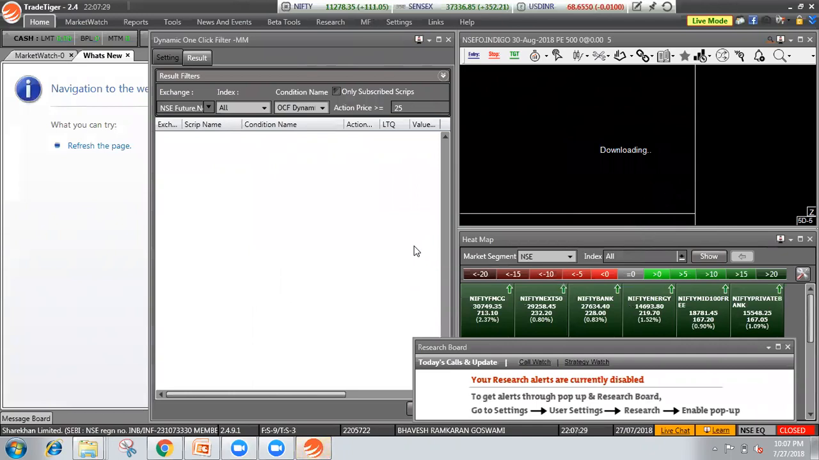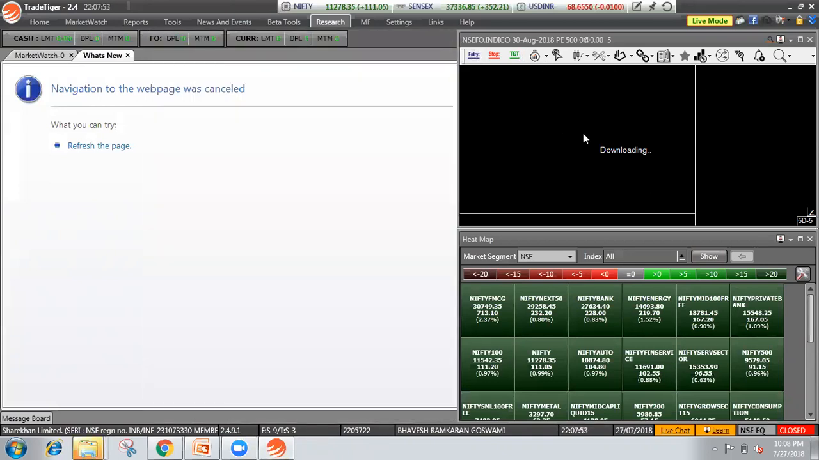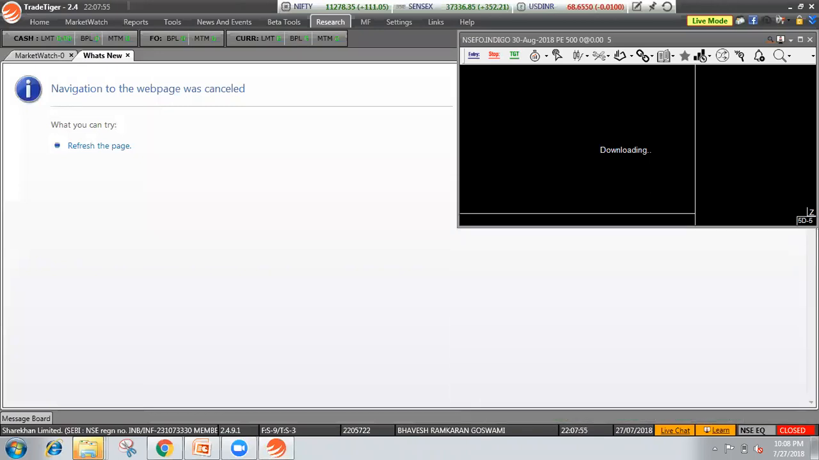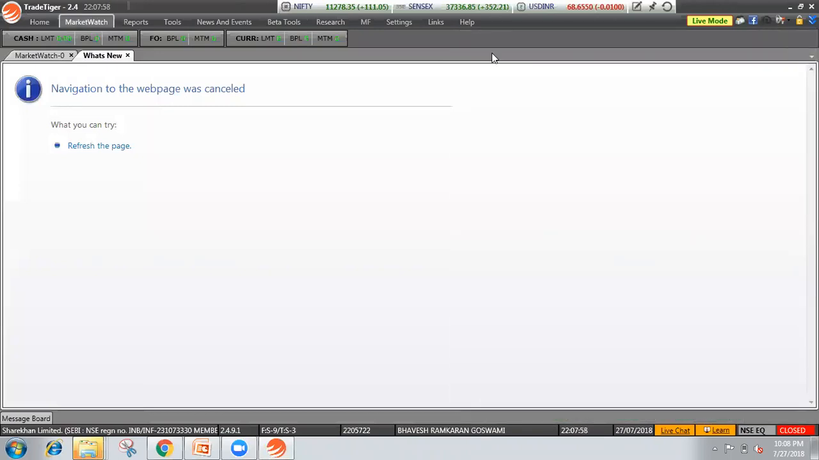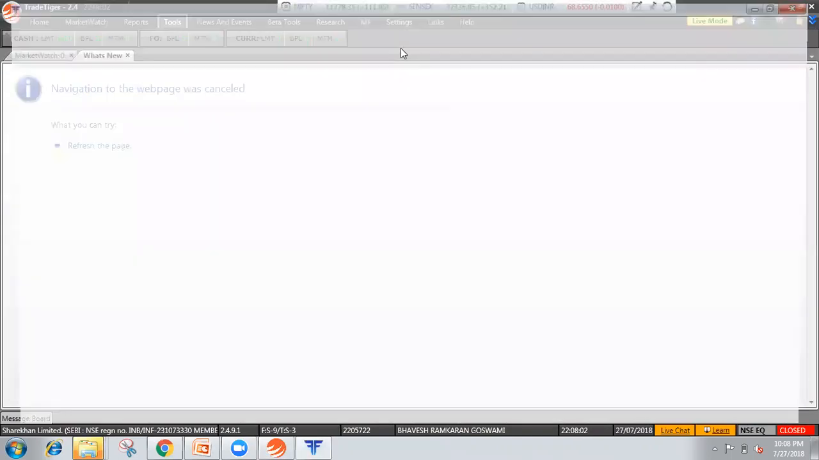So the difference between Trade Tigers and Fires is that Trade Tigers gives fewer calls compared to Fires, and that's a good thing. Fires are giving high and low every minute. And here we will apply the strategy. So how to apply the strategy? First of all, I will close everything here. My strategies were open, now I'm closing everything. So here you need to go to the tool. Okay, the tool you require.